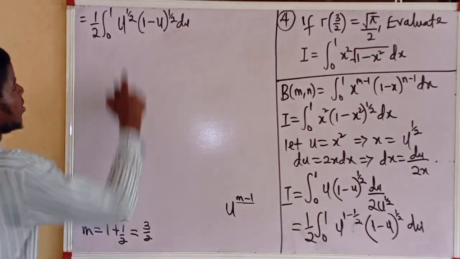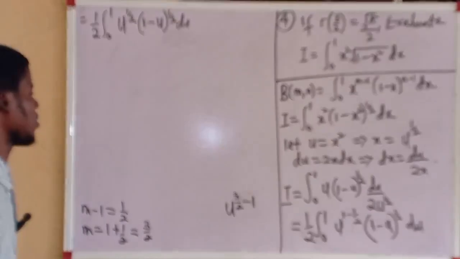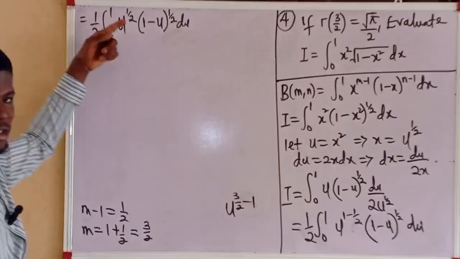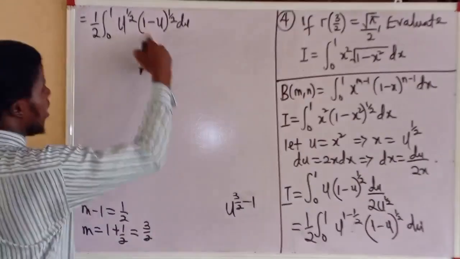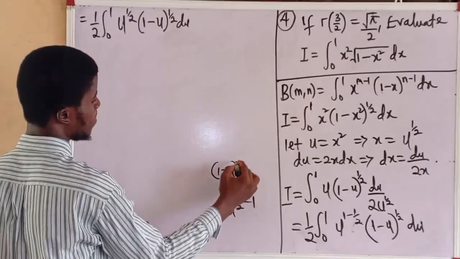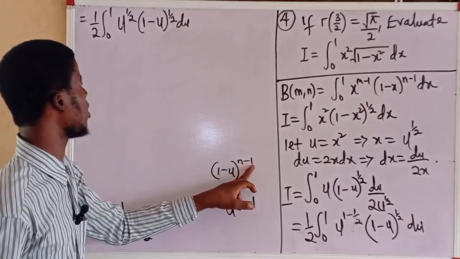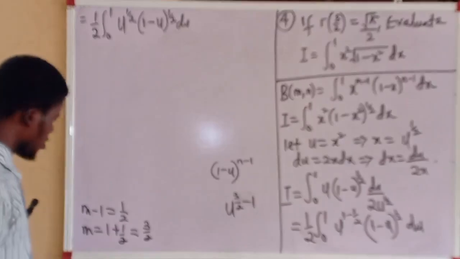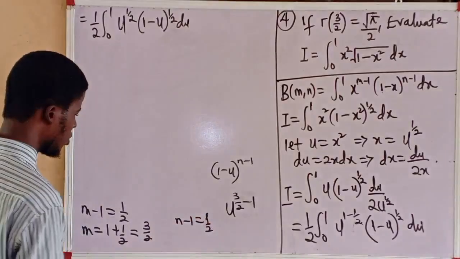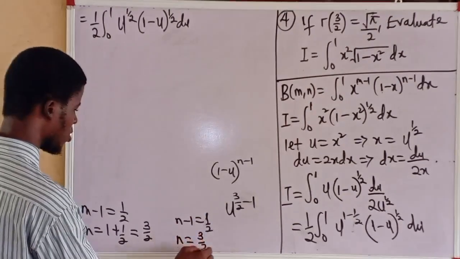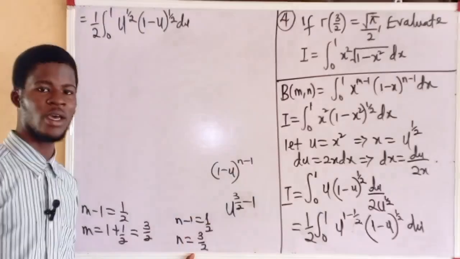That means this will now be u to the power of 3 over 2 minus 1, because 3 over 2 minus 1 will give us 1 over 2. So m is 3 over 2. What is n? We have 1 minus u to the power of n minus 1. This is what we're looking for. So n minus 1 must be equal to 1 over 2. If we do the same thing, we will see that n is still equal to 3 over 2, because 1 over 2 plus 1 is 3 over 2. So n is equal to 3 over 2.